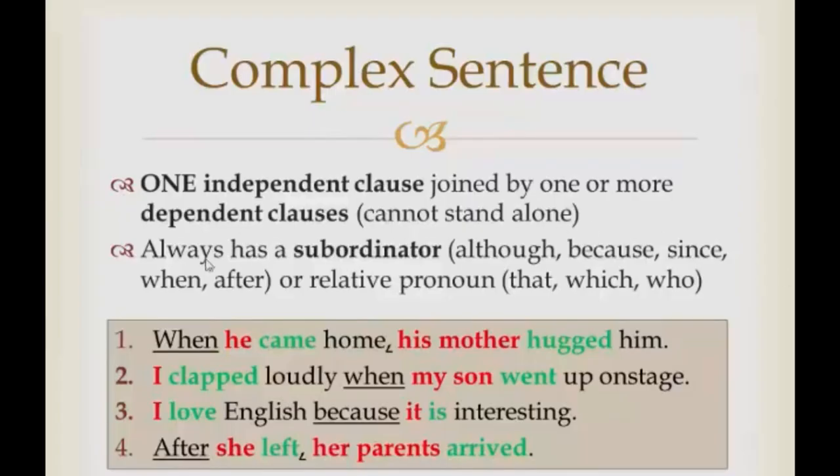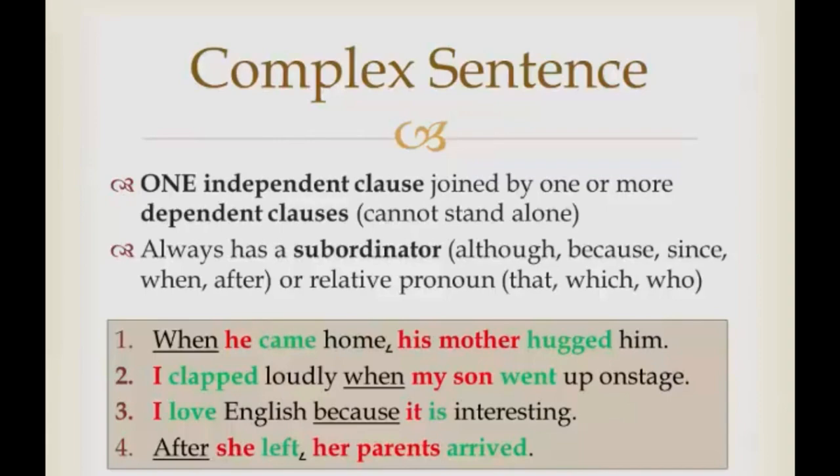When the sentence begins with a subordinator like when and after, it is always followed by a comma. When it's dependent clause, comma, independent clause. But when it starts with an independent clause, you don't need a comma before the dependent clause. Alright?